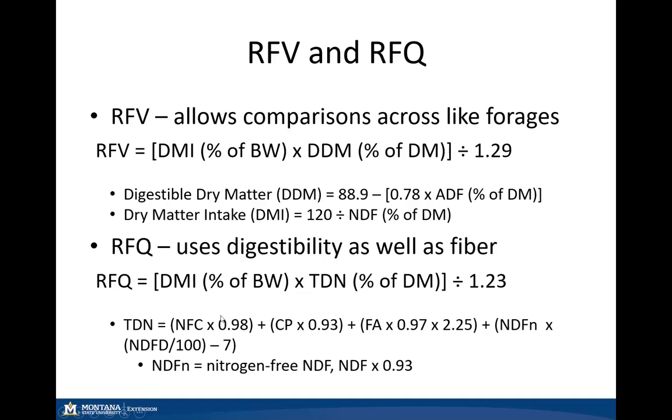Now, we will use the TDN number provided to us by our nutrient analysis. However, if you do have these numbers, you can calculate it yourself. But this is why the RFQ is more advanced, because it not only takes into account your dry matter intake, but also your digestibility portion in your TDN equation.